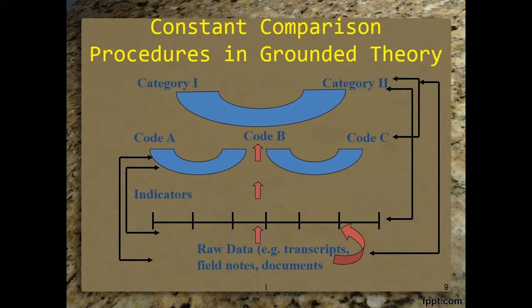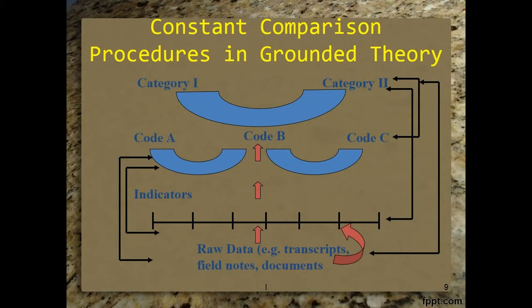Constant comparative data analysis. Constant comparison is an inductive, from specific to broad, data analysis procedure in grounded theory research. This means generating and connecting categories by constantly comparing indicators to indicators, codes to codes, and categories to categories. This will eliminate redundancy and develop evidence for each category.